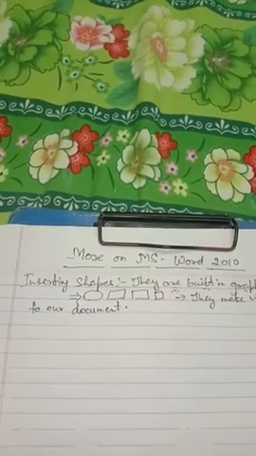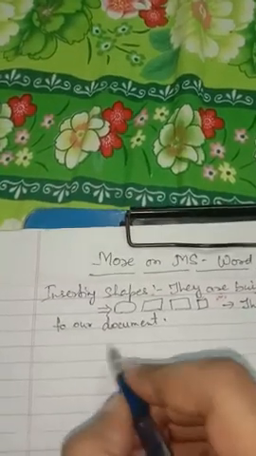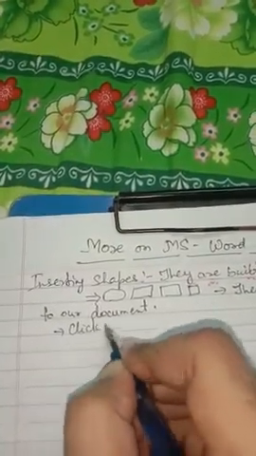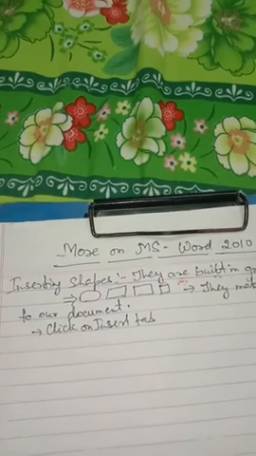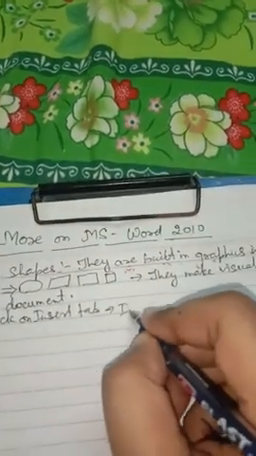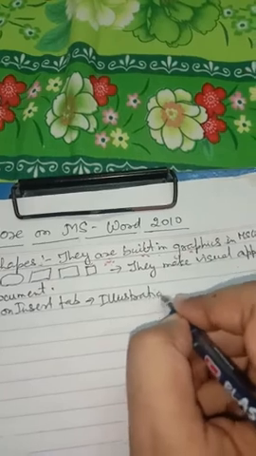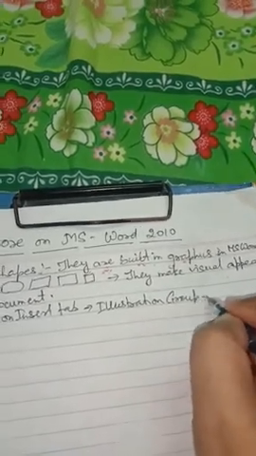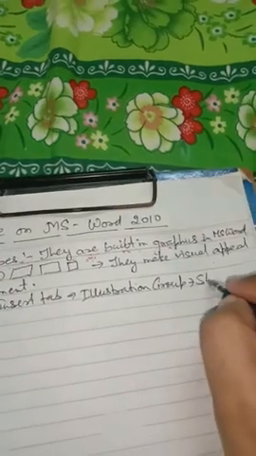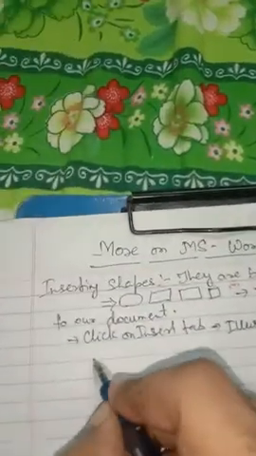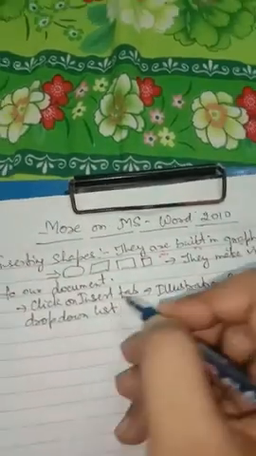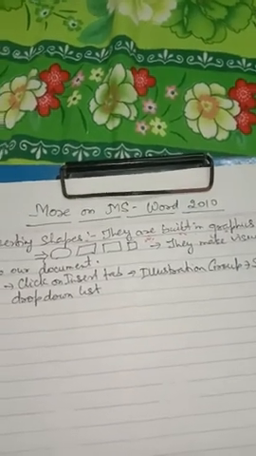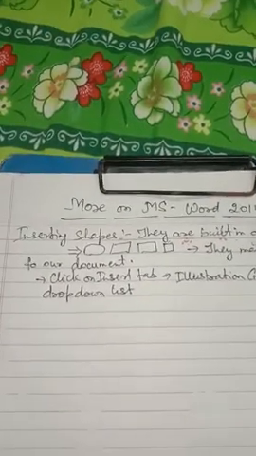So how to insert the shape in our document? So first of all, we have to click on the insert tab. The first step is click on insert tab. As soon as we click on the insert tab, we have to move to the illustration group. And from the illustration group we have to move to the shapes drop down list. As soon as we click on the shapes drop down list, different type of shapes will appear before us.